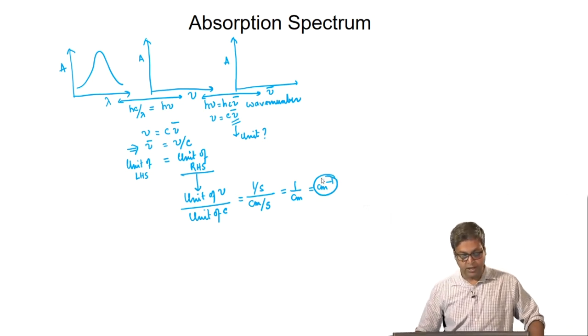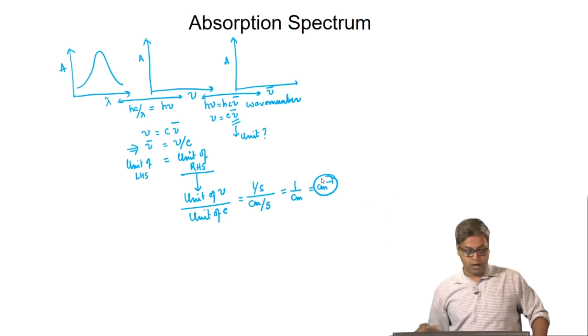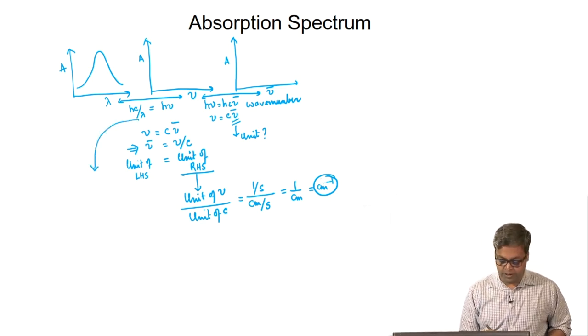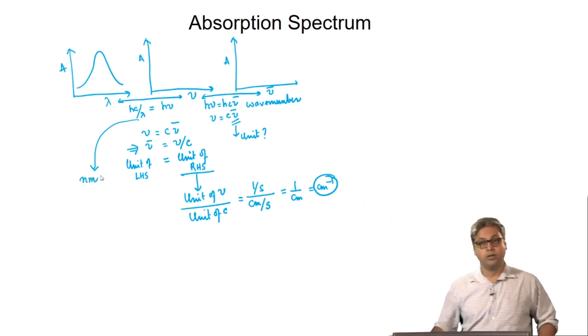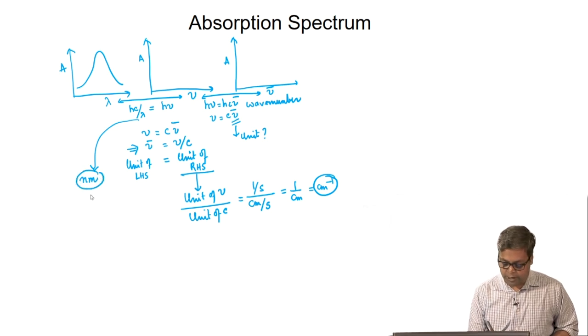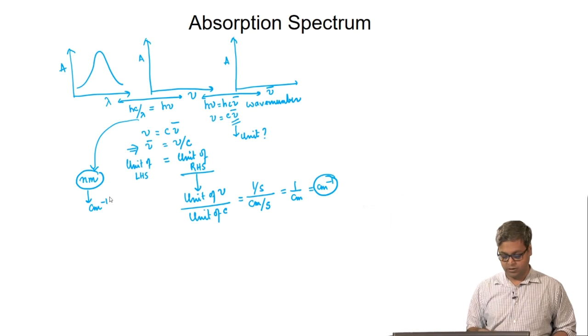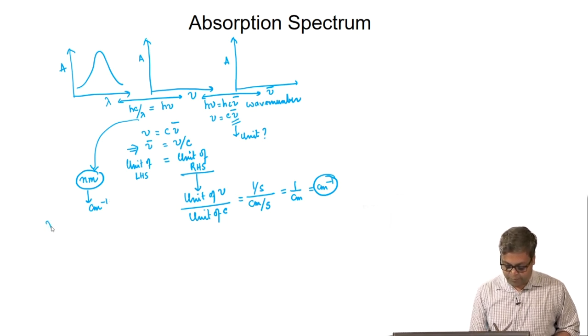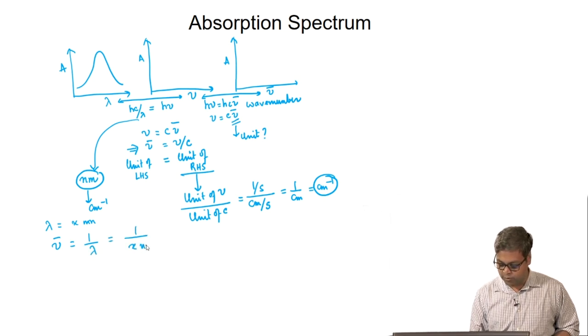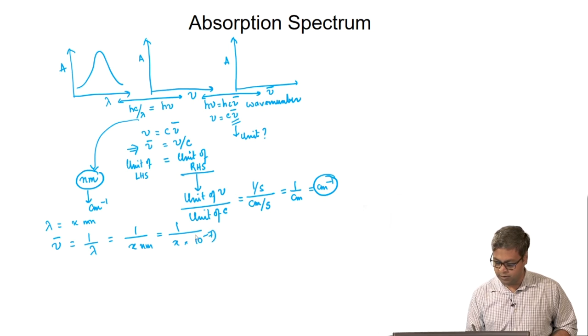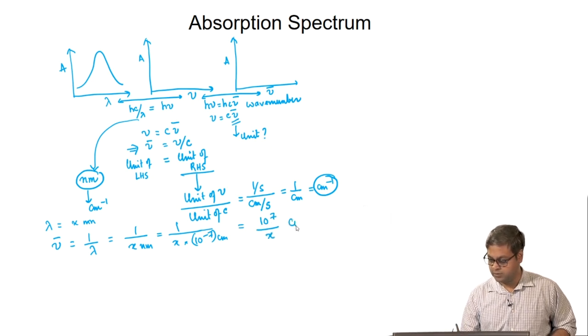So, centimeter inverse is the unit of nu bar, and also lambda is normally represented in the unit of nanometer. So, let us look into the relation between nanometer and centimeter inverse. Let us say the wavelength lambda equals x nanometer. So, in centimeter inverse, the wave number will be 1 by lambda, that is 1 by x nanometer, that is 1 by x times 10 to the power minus 7 centimeter equals 10 to the power 7 by x centimeter inverse.